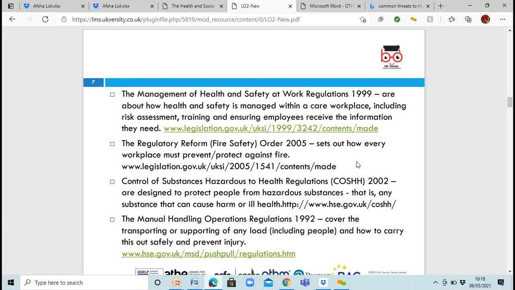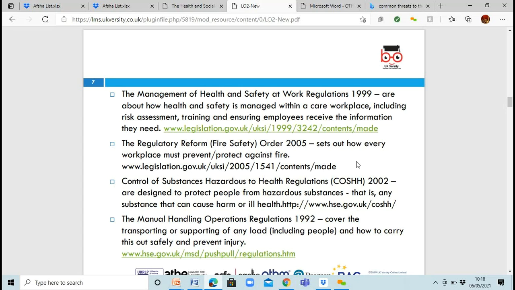So this is there. Then you've got the Regulatory Reform, which is for fire safety. It sets out how the workplace needs to prevent or protect against fire. So you'll notice you'll have extinguishers around your workplace, and little alarm bells. You might even have regular fire alarm tests carried out where you go out to the fire safety areas and make sure you know exactly what the processes are.